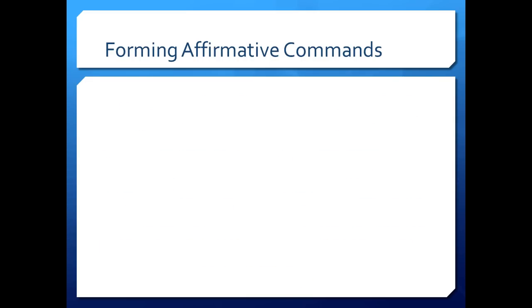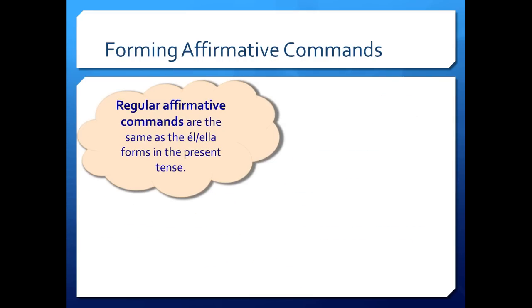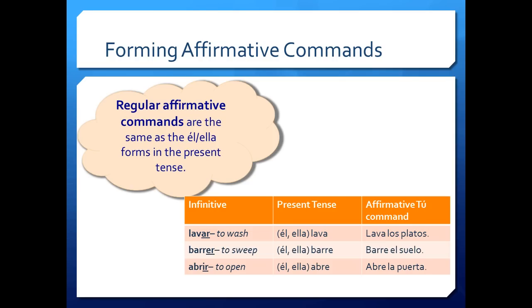Alright, so how do you form affirmative commands in Spanish? It's very simple. All you're going to use is the él/ella conjugation in the present tense. So it's important that we know our present tense conjugations. Let's look at some examples. One of our new verbs, lavar, is to wash. So in present tense, the conjugation is lava. So if we wanted to create a command, we could say lava los platos, wash the dishes.